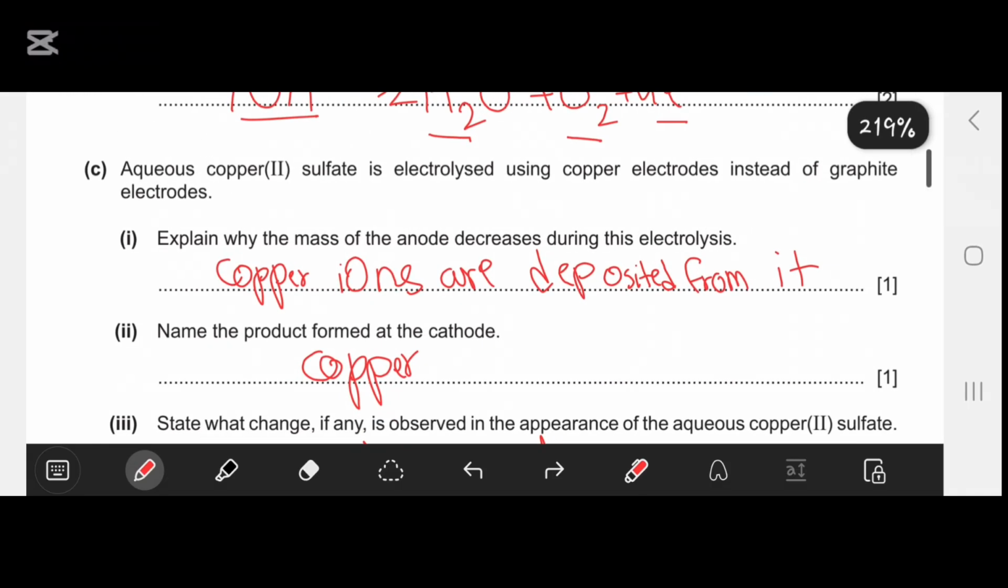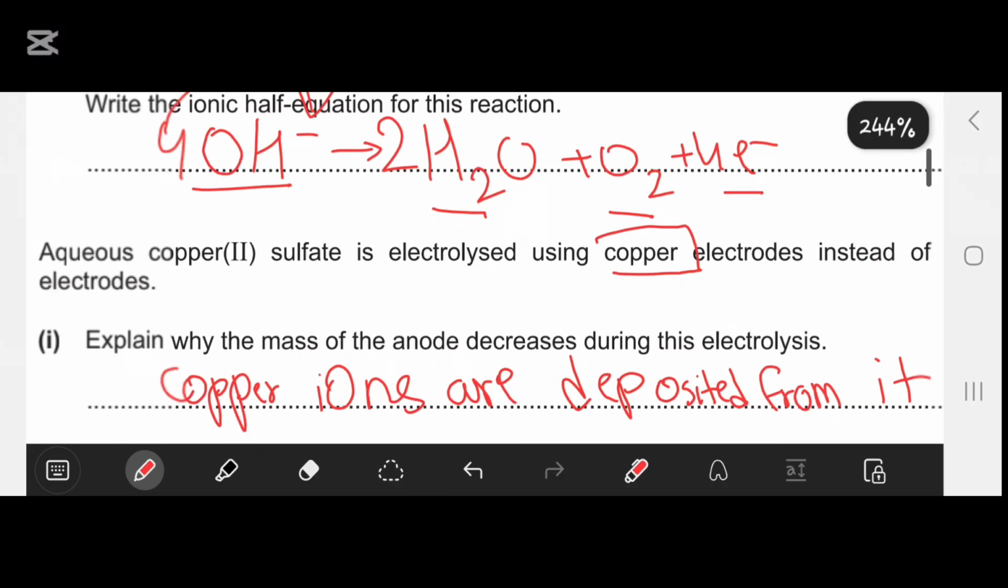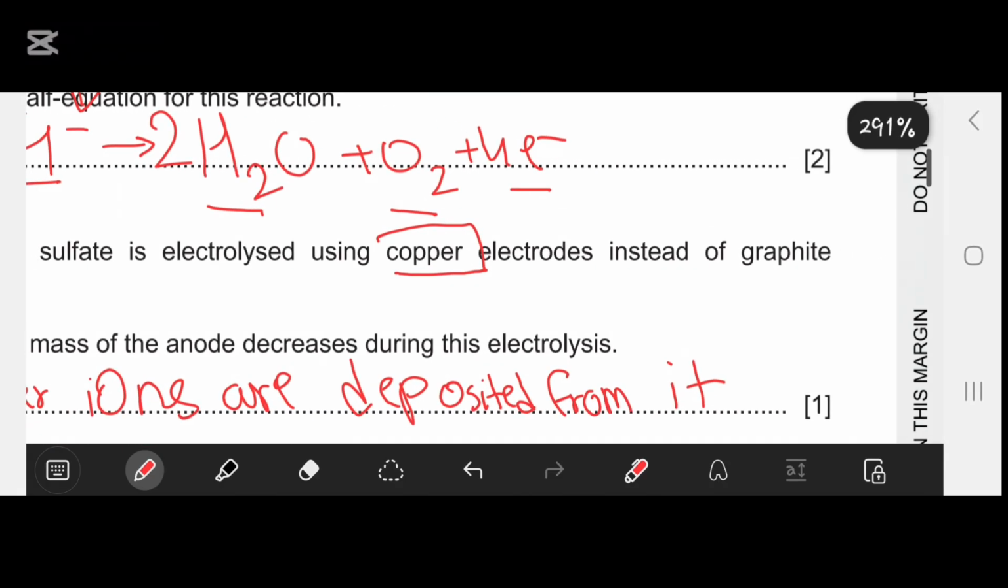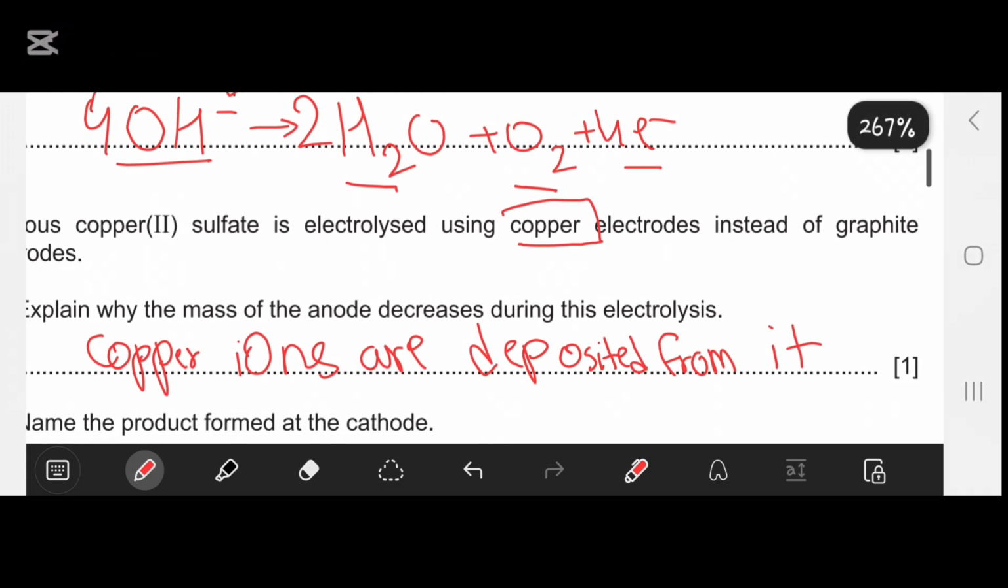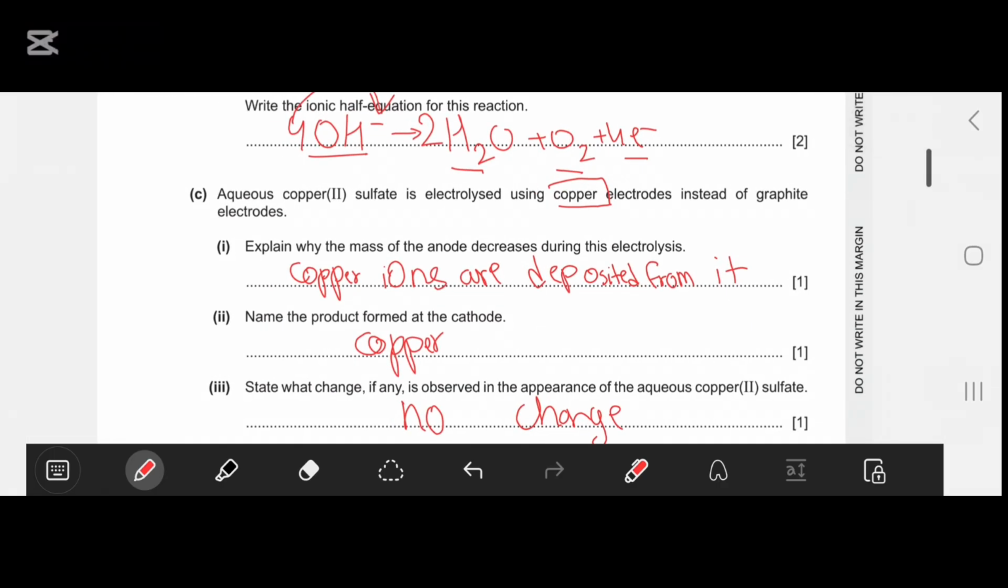Next question we will have: aqueous copper(II) sulfate is electrolyzed using copper electrodes instead of graphite. If we use copper, we need to remember we usually use graphite because it is unreactive and will not get involved in the electrolysis. Copper electrodes will react in the electrolysis. For example, the anode will deposit ions while the cathode will take up the ions. And it said here, explain why the mass of the anode decreases during the electrolysis.